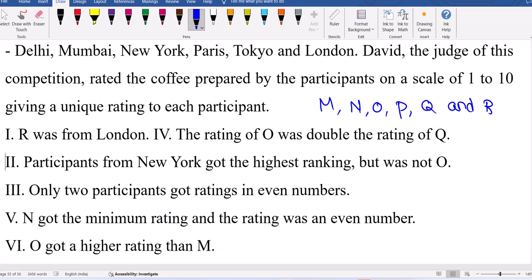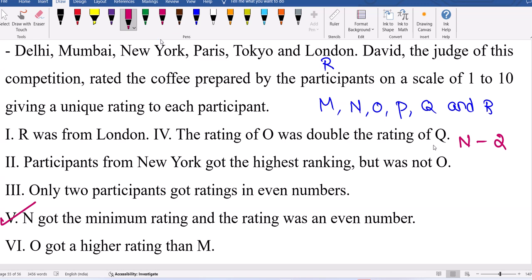Now there are ratings from 1 to 10. You have to decide the ratings. The only thing regarding location is R was from London. Apart from that, there is no discussion related. The participant from New York got the highest ranking. That is not true. Fine. Now, if you go ahead, there is one good point. N got the lowest rating, and that's an even number. N is nothing but equal to 2.